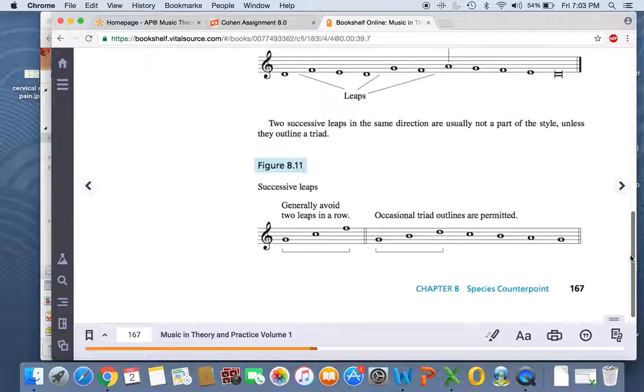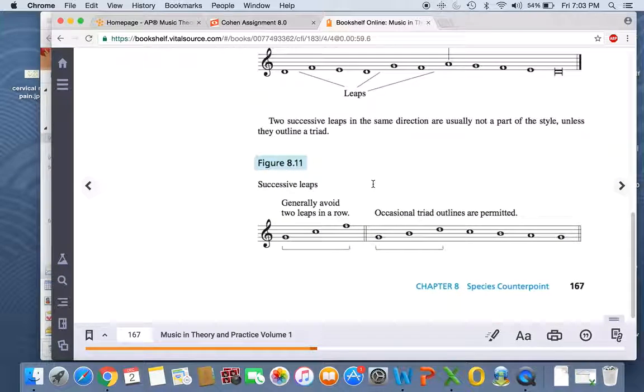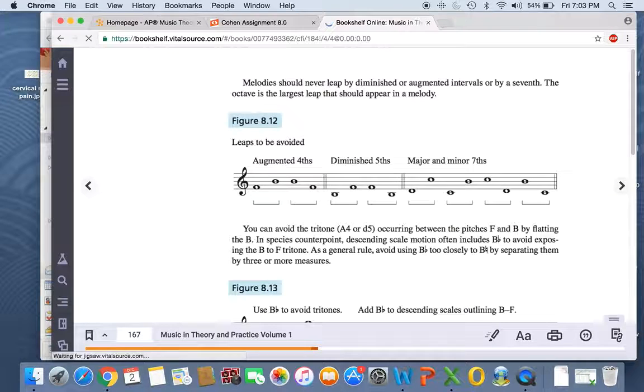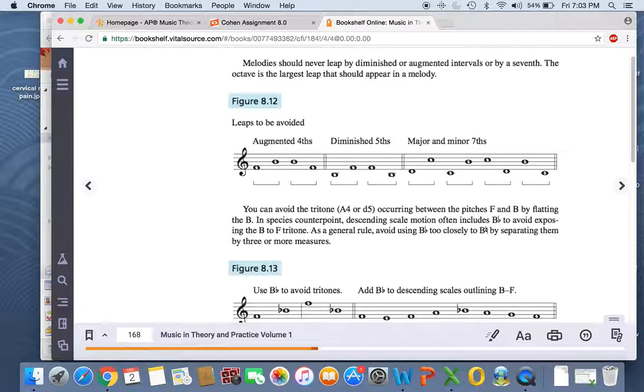Mostly we try to move around just a little bit, just in steps. Two successive leaps in the same direction are usually not part of the style unless you're outlining a triad. So don't do this, but right there is okay because you outlined one triad. Don't try to outline a whole bunch of triads in the same little melody. It's going to be marked wrong.